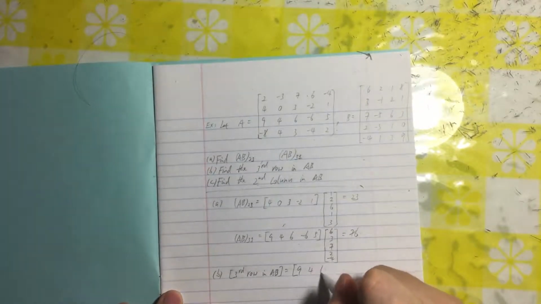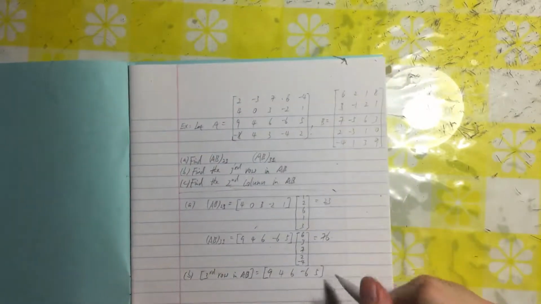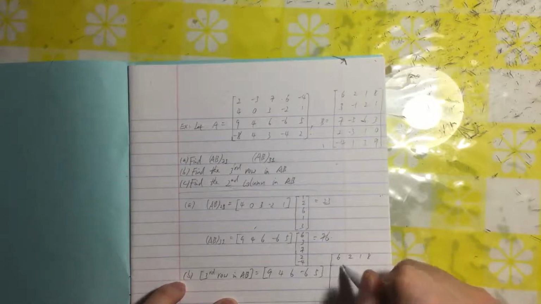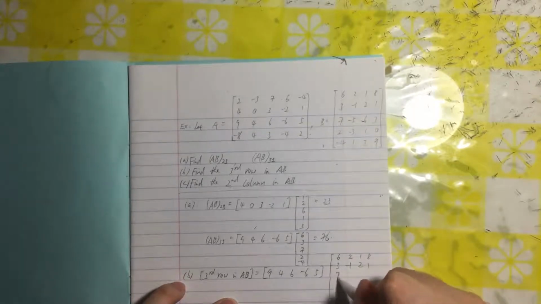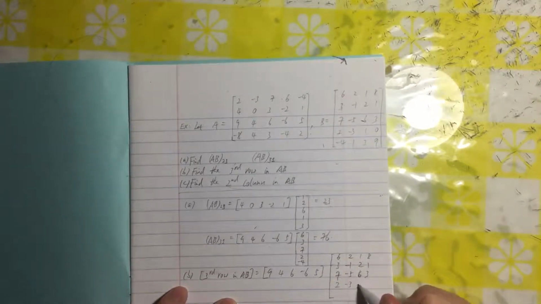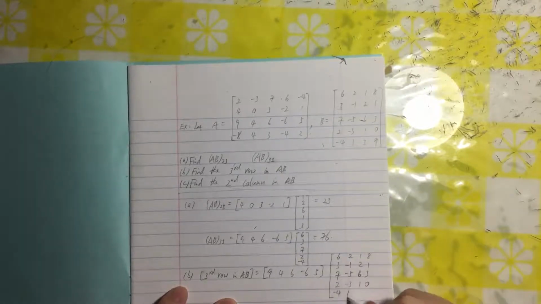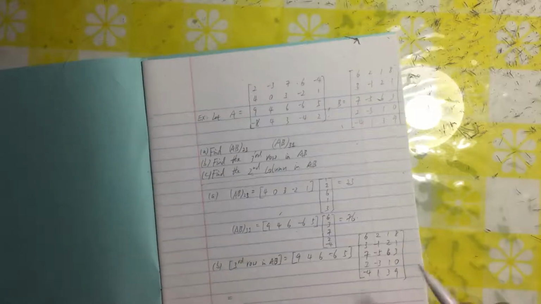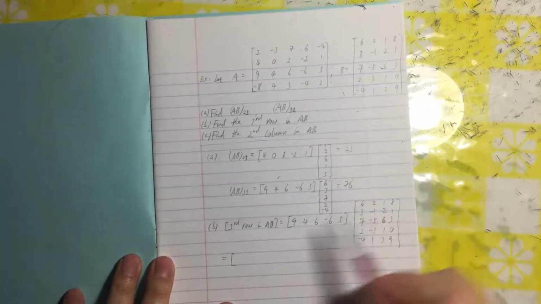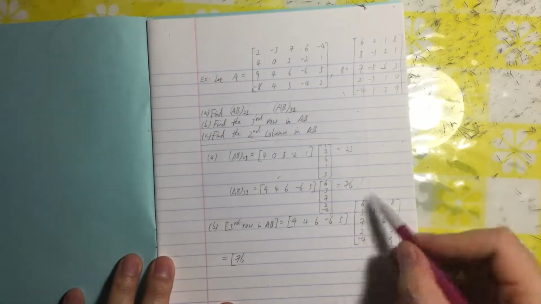The third row of the first matrix times the entire matrix B. So take row times column. From the first row, first column, here I get 76.